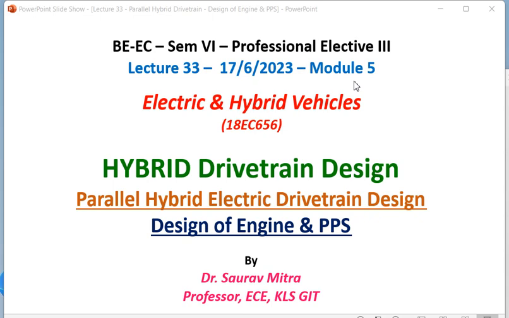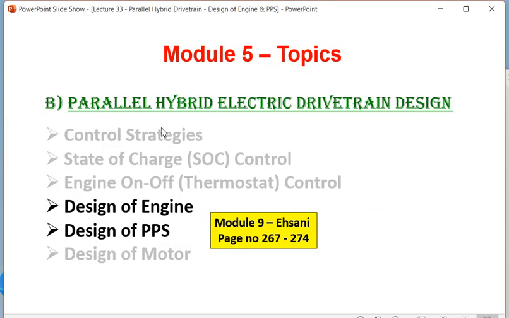Today, in the parallel hybrid electric drivetrain, we are going to see the design of the engine and PPS. There are mainly three design components in a parallel hybrid electric drivetrain. First one is the engine, second one is PPS, and third one, which we will see tomorrow in the last lecture of this module, is the design of motor and other components. So today we are going to see two component designs: engine and PPS.